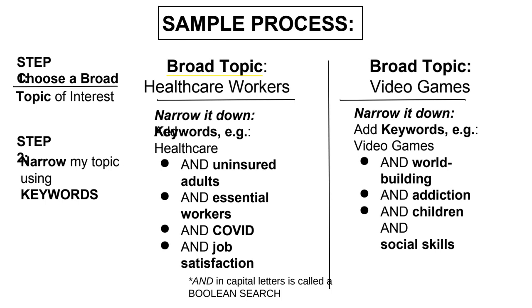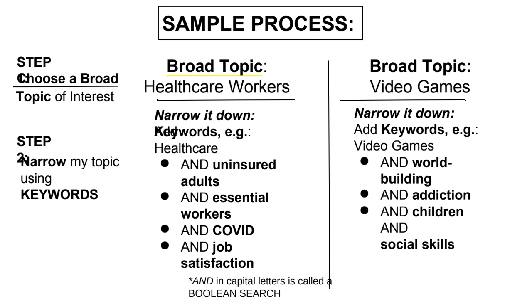Do we want to focus on healthcare with uninsured adults? Do we want to focus on healthcare and essential workers? Do we want to focus on healthcare workers and COVID? Healthcare workers and job satisfaction. And if you notice here that we have this AND in capital letters, and in capital letters is what's called a Boolean search.